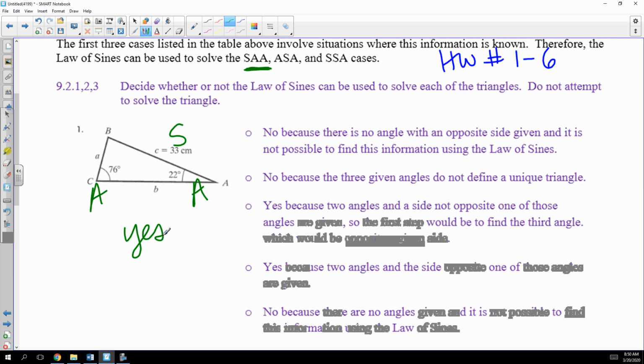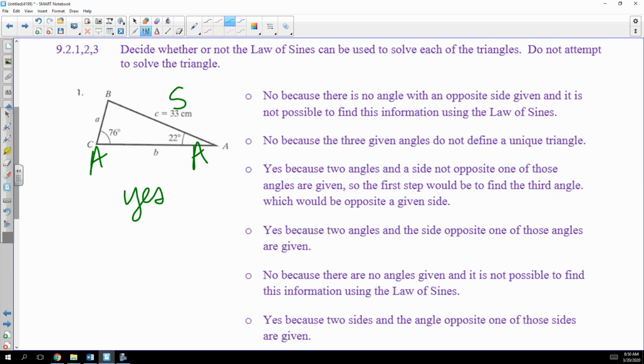Then you have to go through your reasons for yes. You're looking at maybe this one or this one or this one, any place where it says yes. So it says yes because two angles and a side not opposite. That's actually not going to be law of sines, because we do have a side opposite one of those angles. The second one says yes because two angles and the side opposite one of those angles are given. So this is the one that we're talking about for number 1.